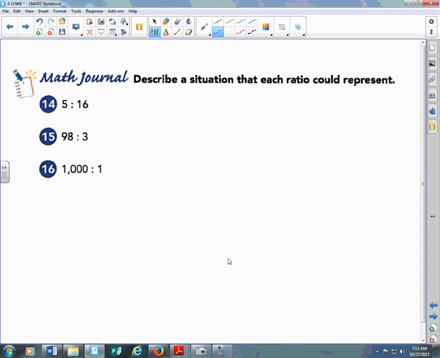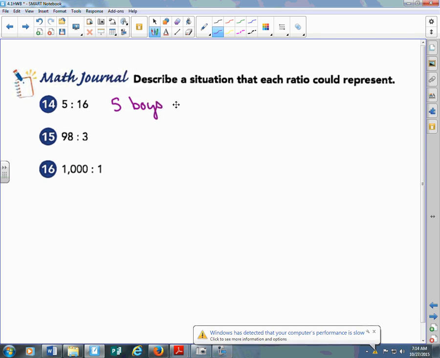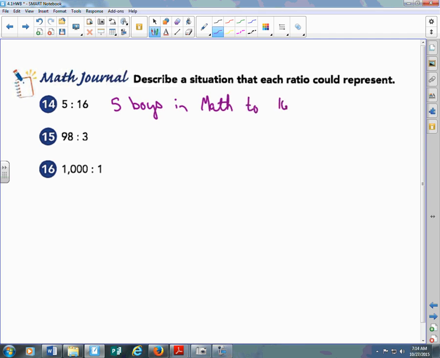As we're looking onto this, it says describe a situation that each ratio could represent. Now, this is really up to your discretion. I could say that I have 5 boys in my class, to 16 students. Now, do not write this example down because I want you to make up your own. So, figure out situations where we could have 98 to 3 and 1,000 to 1.